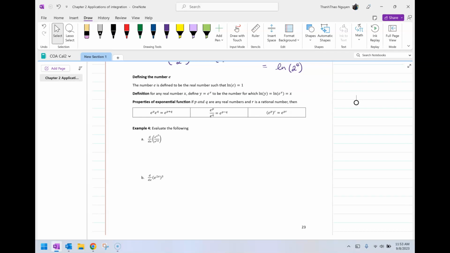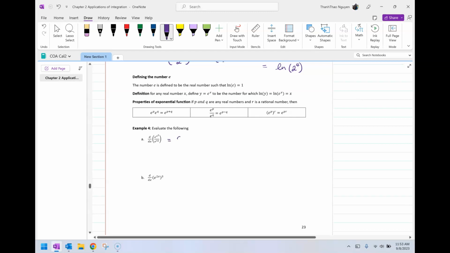Let's evaluate the following. The derivative of e to the x squared divided by e to the 5x. Well, first we need to simplify this expression. This is d/dx of e to the x squared minus 5x.